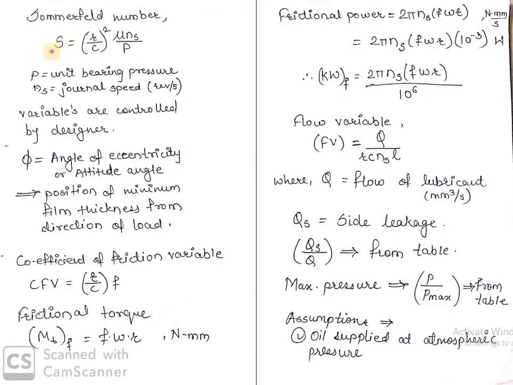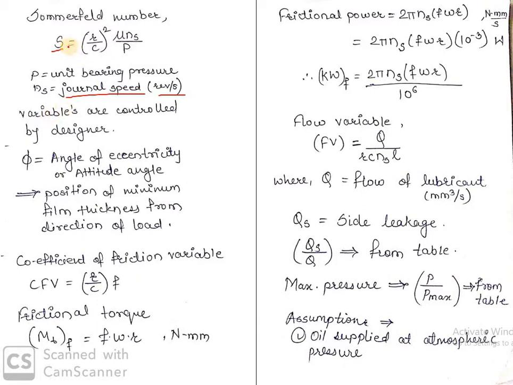Now next is S, that is nothing but the Sommerfeld number. It is given by the formula (r/c)² μ ns / p. Now we know that small r is the radius of the journal, c is the radial clearance, μ is the viscosity, and ns is the journal speed. Here you have to remember that journal speed is given in revolutions per second. Every time we take RPM, but in this case we have to convert it into revolutions per second. And p is the unit bearing pressure, that is the load per unit projected area of the bearing.